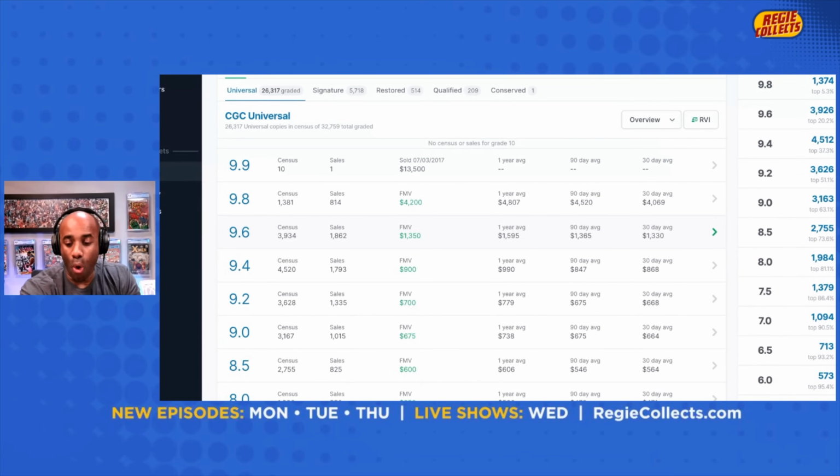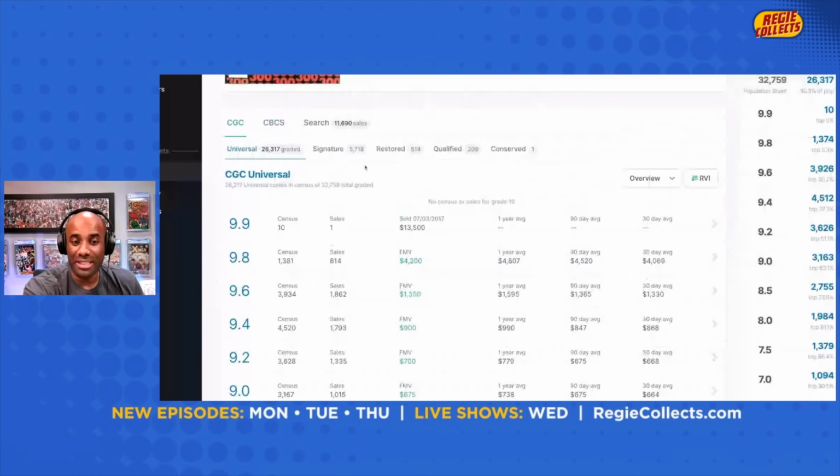So when you add up all the numbers, right, between CGC and CBCS, you're talking about roughly 30,000 books, right? The true number is 27,136. That is the true number of total blue labels that are out there graded. And the total number of books that are 9.8 of that is only 1,398, or 5%. And so potentially that is why we see a value delta here between the 9.8 and the 9.6, because the 9.8 is a pretty rare book when you consider the overall total.